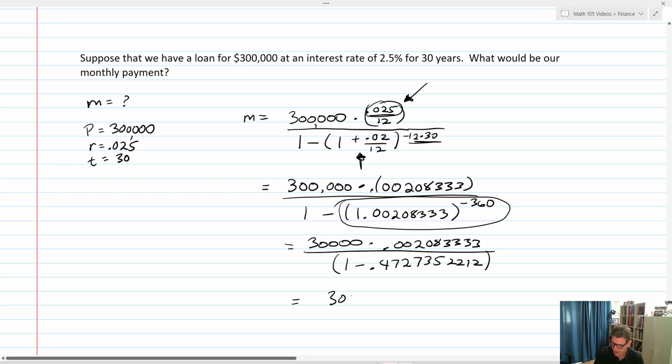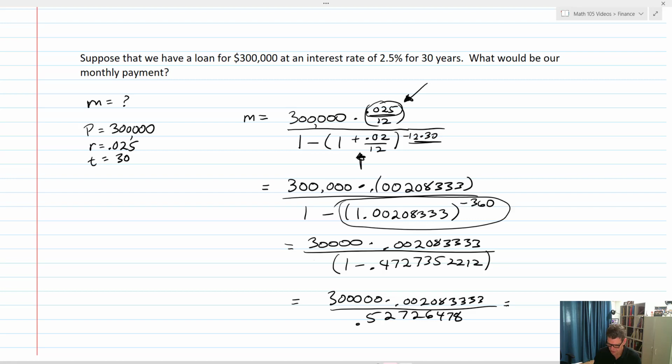And so I'm going to get 300,000 times 0.002083333 divided by now 0.527264778. Okay? And now that I have that, now I can just go in and multiply and then divide. So 300,000 times 0.0020833 divided by 0.52726478. And that ends up giving me $1,185.36. Yep, there it is. And that's my monthly payment.